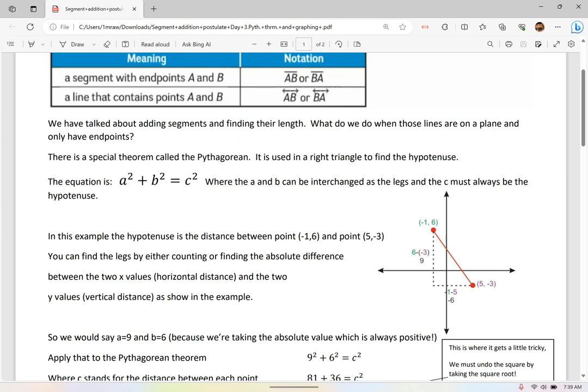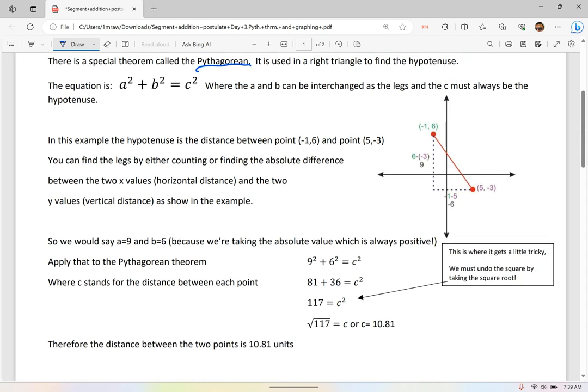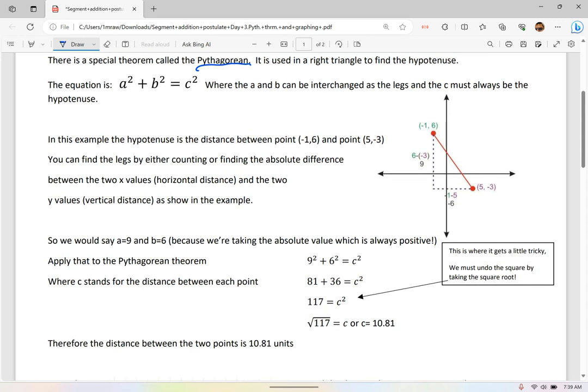Okay, and we can use the Pythagorean theorem to solve for our distance. It creates a right triangle, and we want to find the hypotenuse. The equation is a squared plus b squared equals c squared, where a and b can be interchanged as the legs. C must always be the hypotenuse, and that's usually the distance that we're looking for. A is like the horizontal distance, like right here, and B will be your vertical distance, and vice versa. But this will always be your C in this picture here.